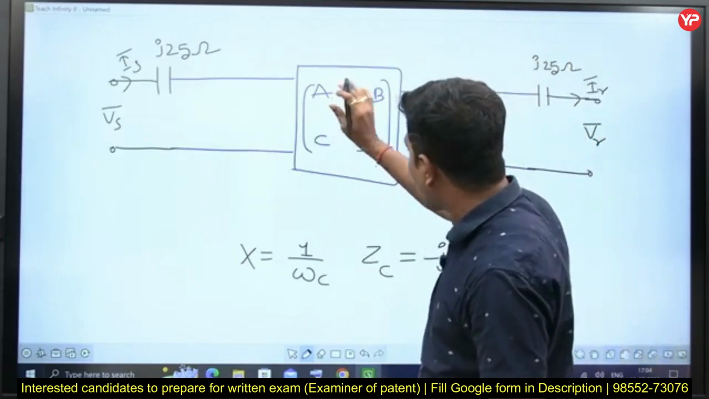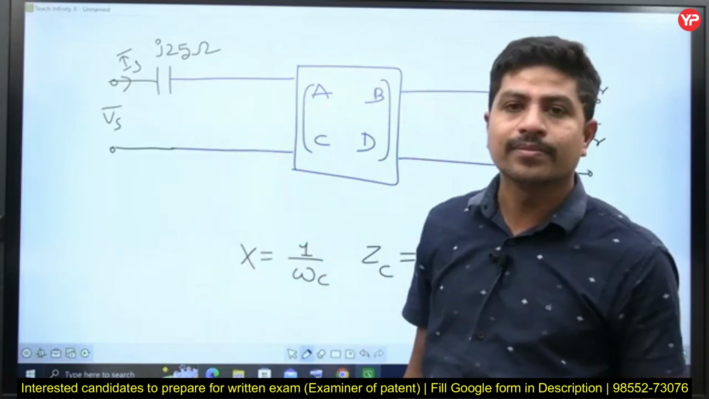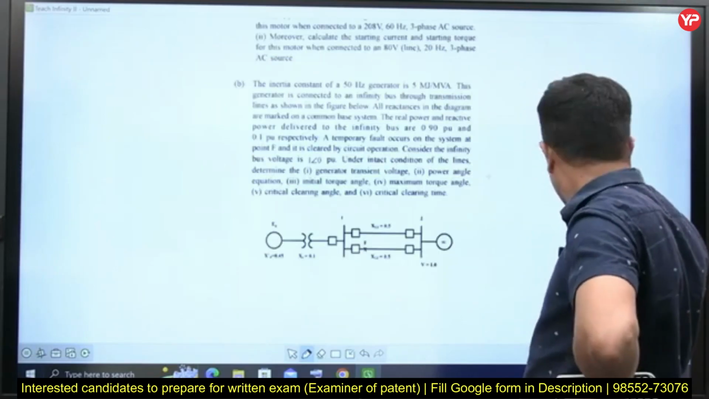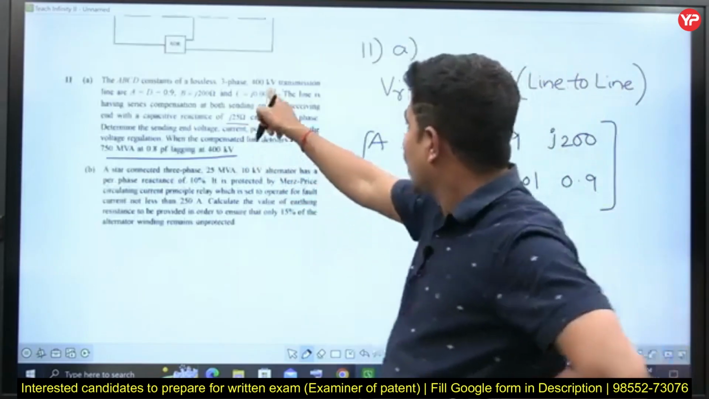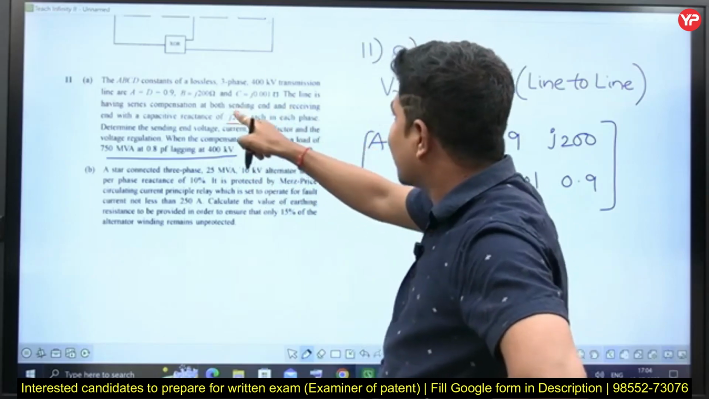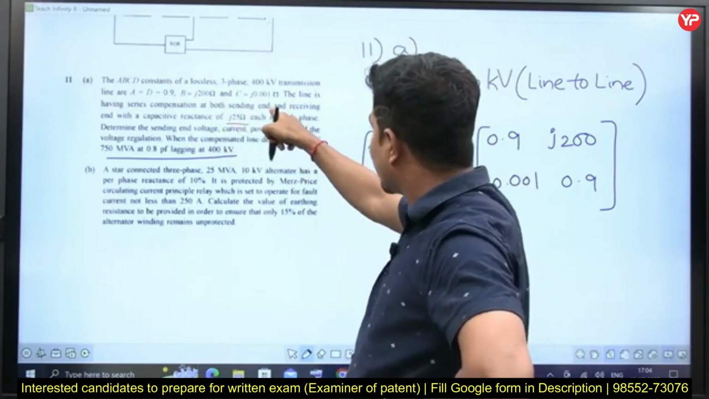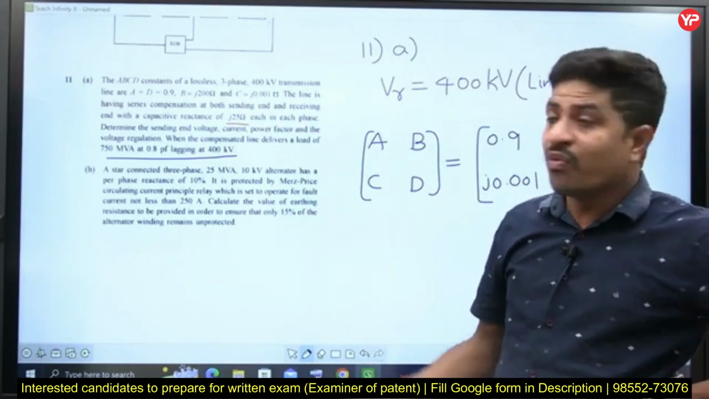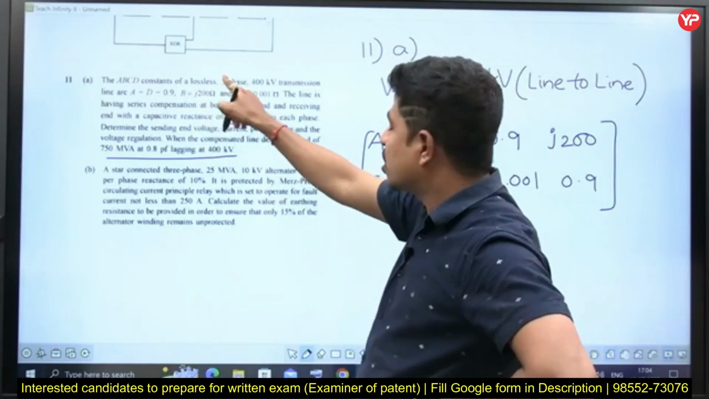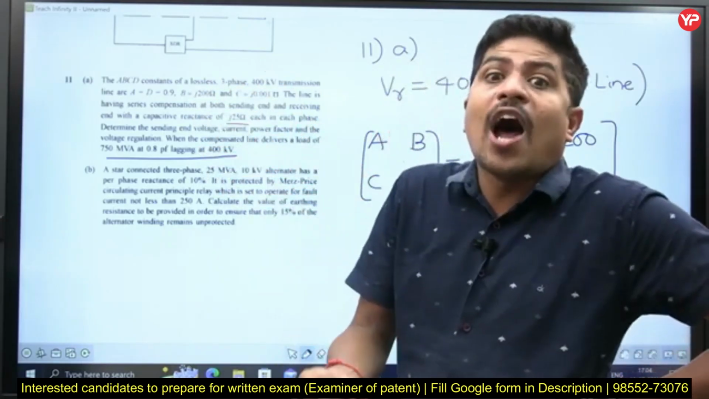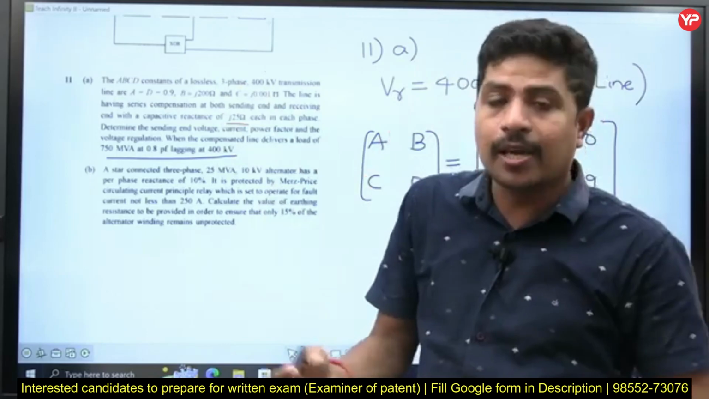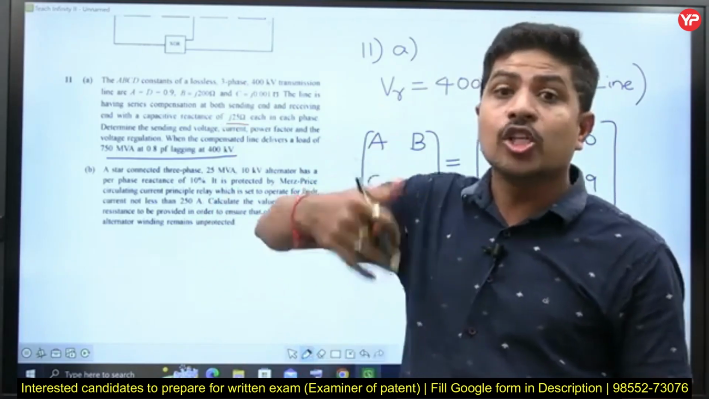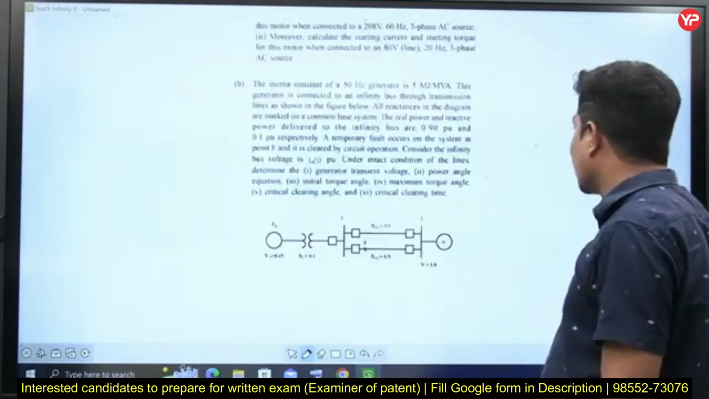These ABCD are the line without compensation. Now, after compensation, let's go back to the question. Read it. A transmission line A, B, C, D given. The line is having series compensation at both sending end and receiving end with a capacitive reactance of J25 ohms. Without series compensation, A, B, C, D are given. Now, after series compensation, definitely A, B, C, D parameters or constants will change. Then I have to find the new A, B, C, D parameters of this particular line.